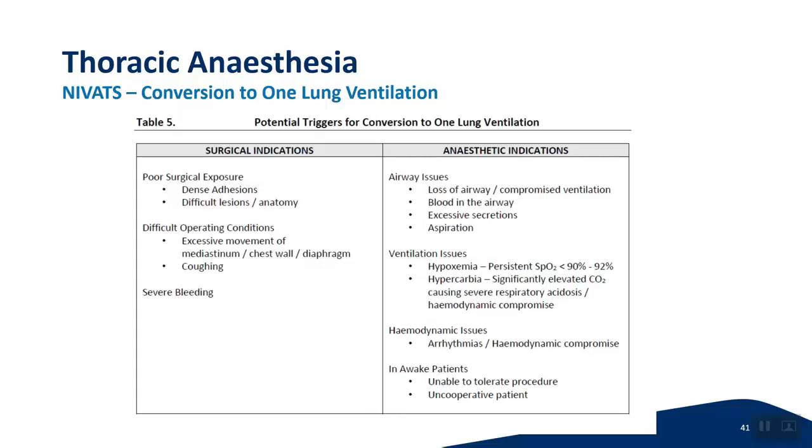Anesthetic indications include persistent hypoxia or significant hypercarbia, associated with respiratory acidosis or hemodynamic instability. Some degree of permissive hypercarbia is usually tolerated well by patients. In awake patients, GA may need to be induced if they are uncooperative or unable to tolerate surgery.